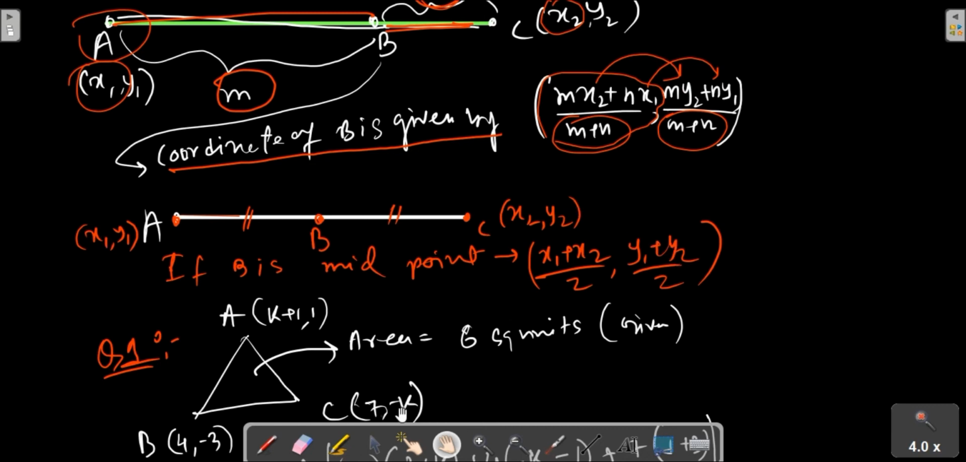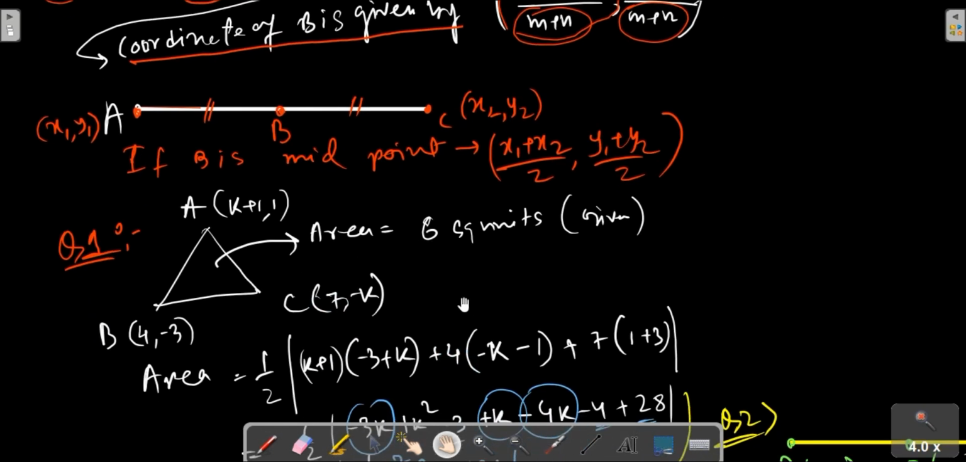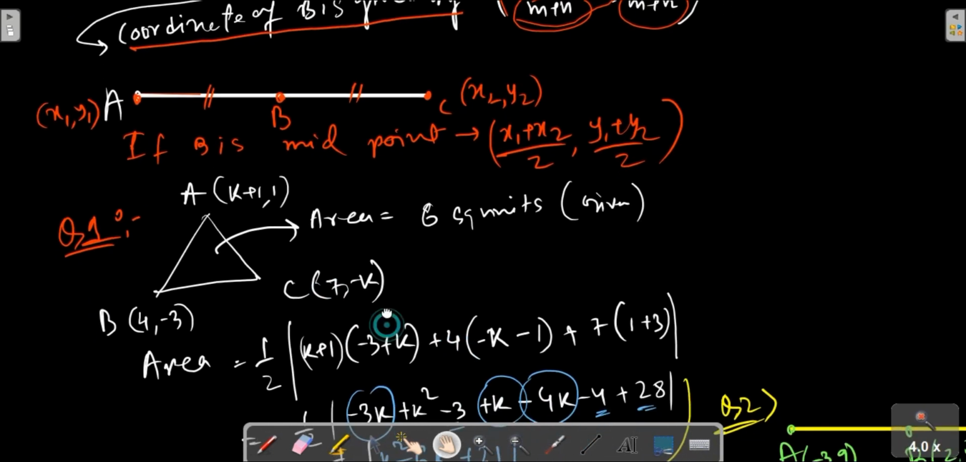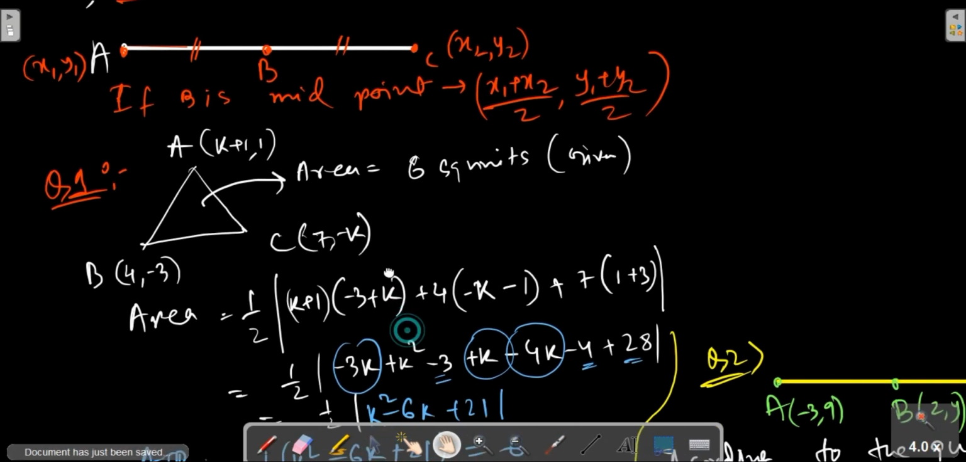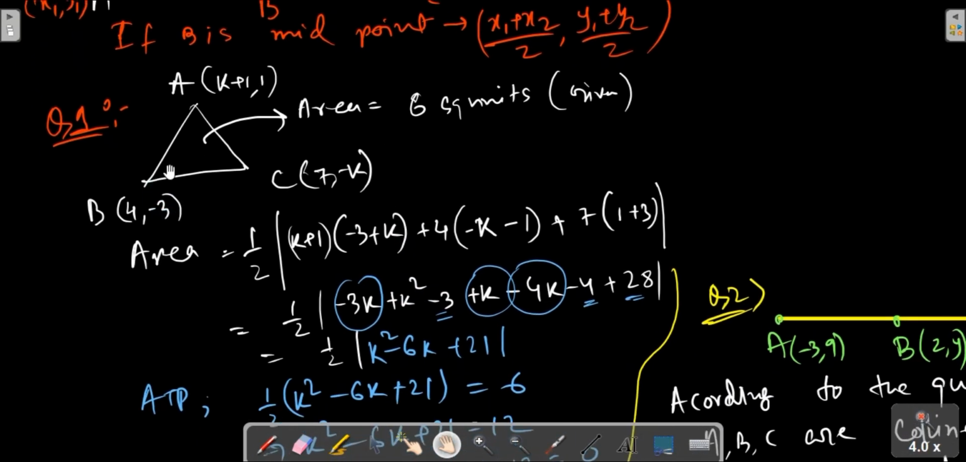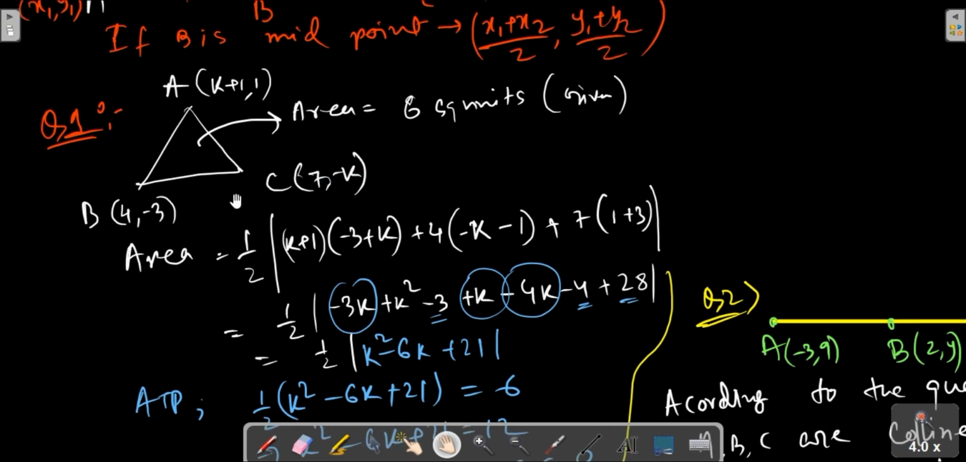Okay, now we will proceed to some particular sums to understand how the formulas can be applied in different sums. Now in the first question, question number 1, we have a triangle. Now all the coordinates A, B, C are given. Fine. Now in those coordinates there is an unknown variable, which is k.